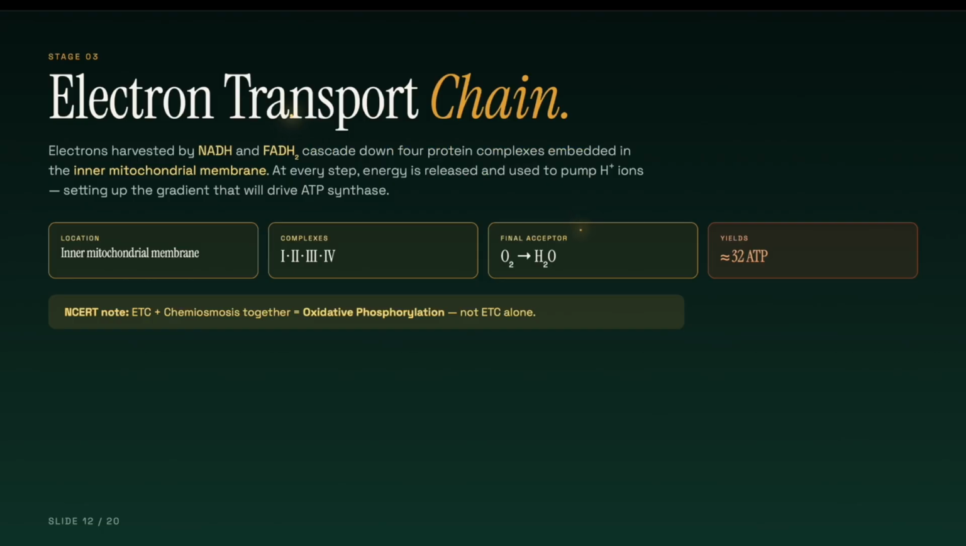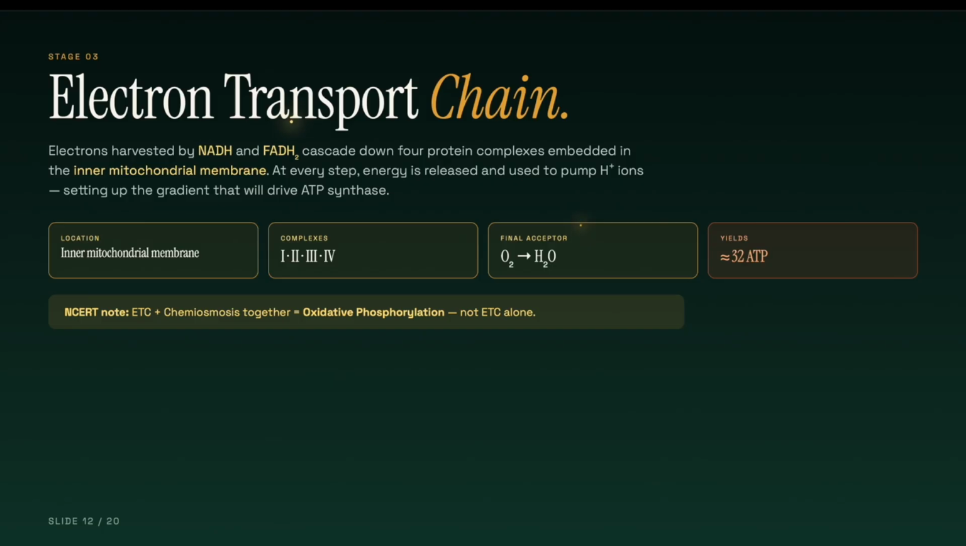And now we arrive at the main event, the electron transport chain. This is where most of the ATP is actually made. Look at the diagram. The ETC sits on the inner mitochondrial membrane and has four protein complexes. NADH donates its electron to complex 1, FADH2 donates to complex 2. Notice it enters later, so it produces fewer ATP.